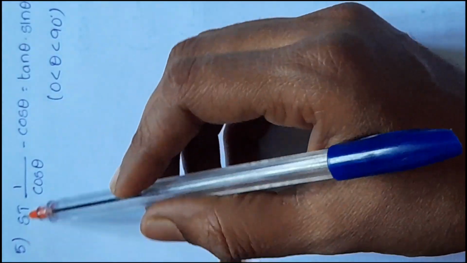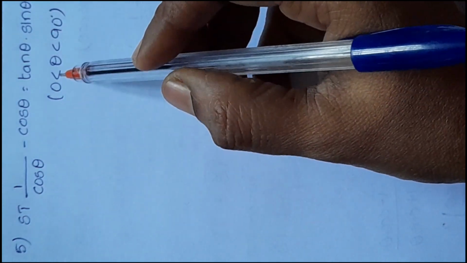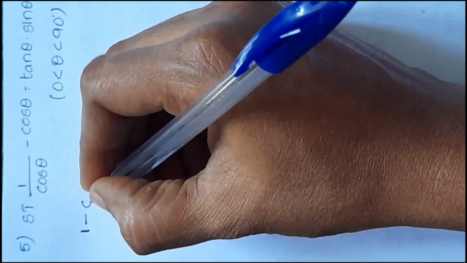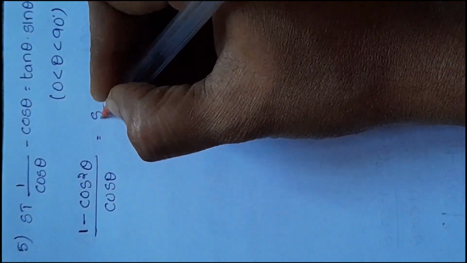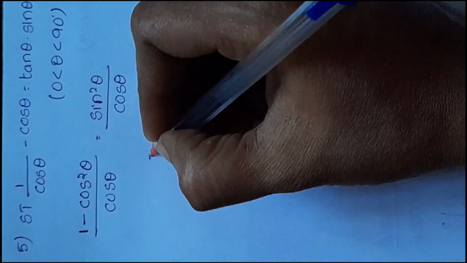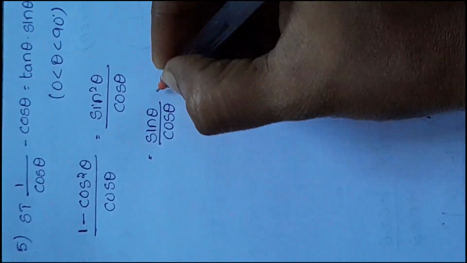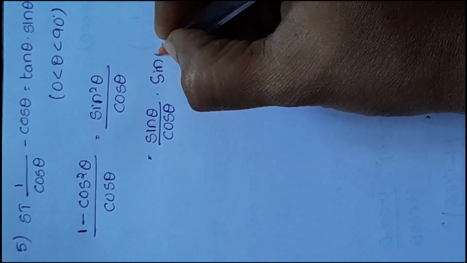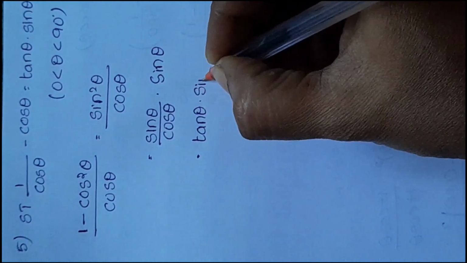Fifth question is, show that 1 by cos theta minus cos theta is equal to tan theta into sin theta. Here theta should be between 0 and 90 degrees. This can be written as 1 minus cos square theta by cos theta. 1 minus cos square theta can be written as sin square theta, by denominator cos theta. Taking the individual terms, sin theta by cos theta into sin theta. Sin by cos is tan. So tan theta into sin theta is the required answer.